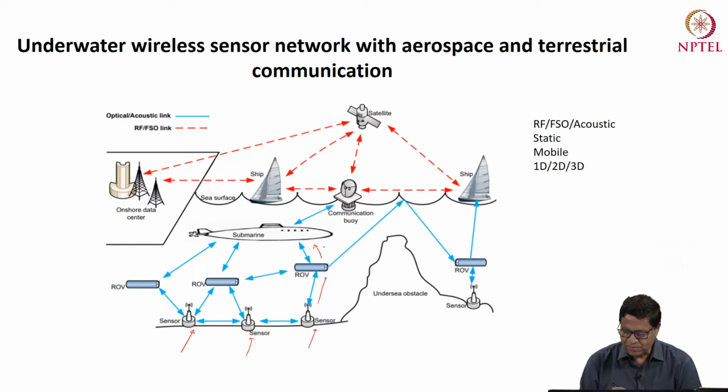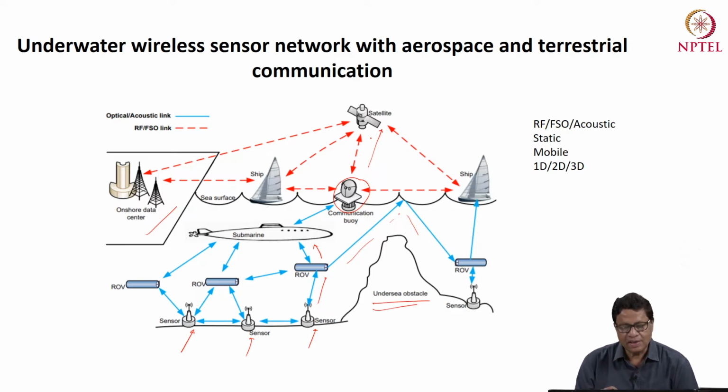They communicate with submarine, and if there is some obstacle, then the light, or whether it is acoustic or optical, is reflected from the surface of the water and reaches another sensor node or another remote operating vehicle. And these remote operating vehicles communicate with the ship on the surface, or the communication buoy which is again on the surface, and from here it is connected to offshore terrestrial network or satellite network. So this is the overall picture of underwater communication network getting integrated with terrestrial and satellite network.